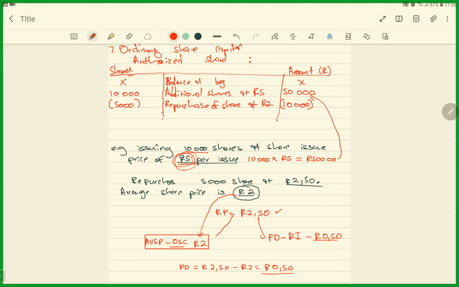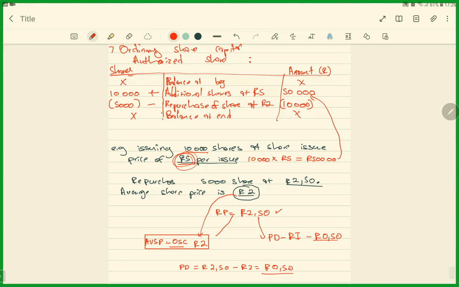Then at the end, you will have a balance at the end, of which you will say shares issued at the beginning or balance at the beginning. Then you add additional shares and you subtract the repurchased shares. Then you'll get a certain number of shares here. Then you'll get the value of those shares.